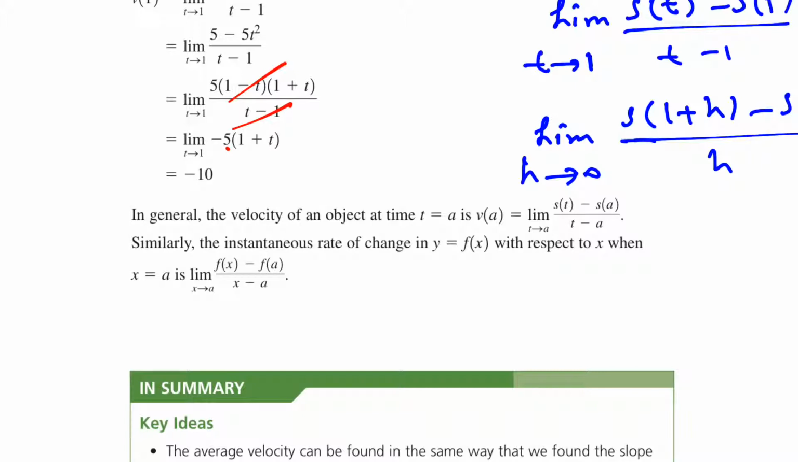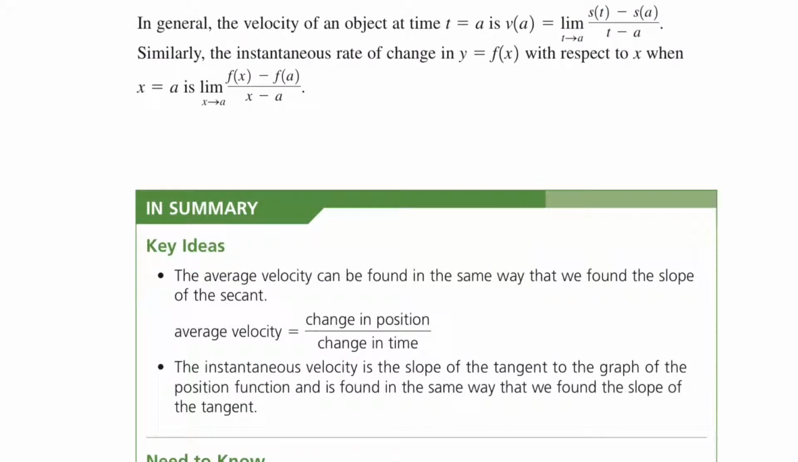In general, the velocity of an object at time t equals a, V of a, is limit of S at t minus S at a divided by t minus a as t approaches a. Similarly, the instantaneous rate of change in f of x, y equals f of x with respect to x, when x is a, is limit of f of x minus f of a over x minus a as x approaches a. These are called alternative formulas for finding instantaneous rate of change.